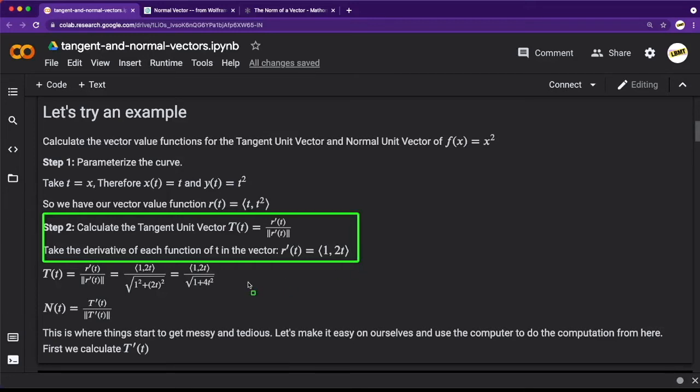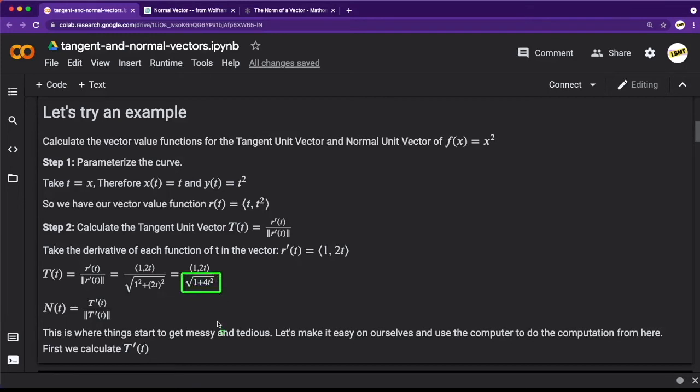To do that, we can do the math right here, and we take the norm by saying the derivative of r of t is <1, 2t>. So the x component is 1, so we say 1 squared, plus the y component, which is 2t, so we say 2t squared. That gives us our denominator of the square root of 1 plus 4t squared, which is our norm. And then in the numerator, we just have the derivative of r of t, which is <1, 2t>. And so now we've got our tangent vector. We can start calculating our normal vector.